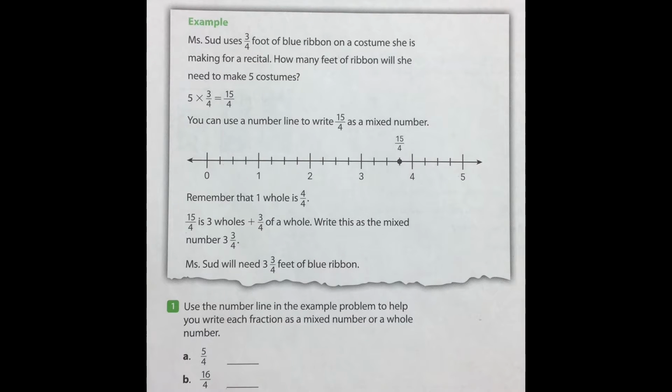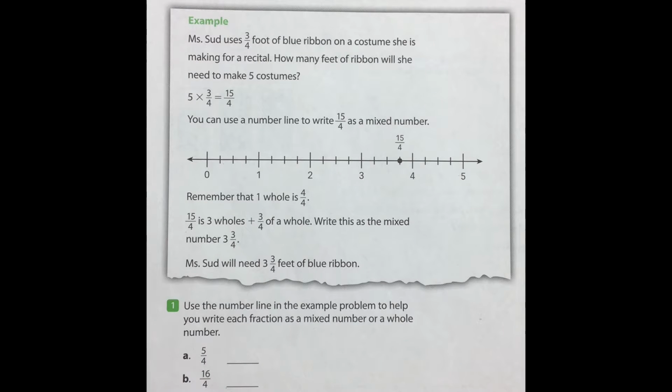Our example problem says Miss Sudd uses 3/4 foot of blue ribbon on a costume she's making for a recital. How many feet of ribbon will she need to make 5 costumes? We have a problem that says 5 times 3/4 equals 15/4. You can use a number line to write 15/4 as a mixed number.